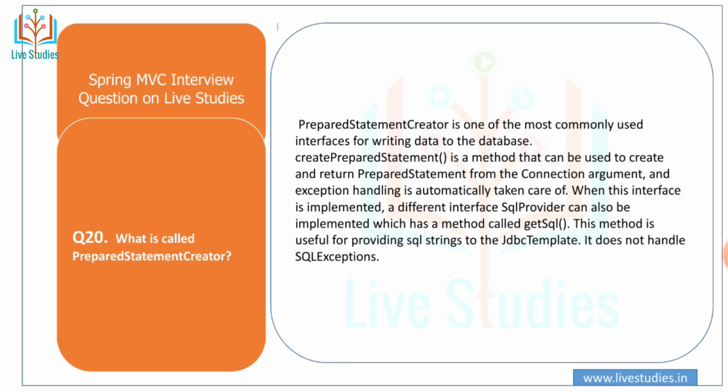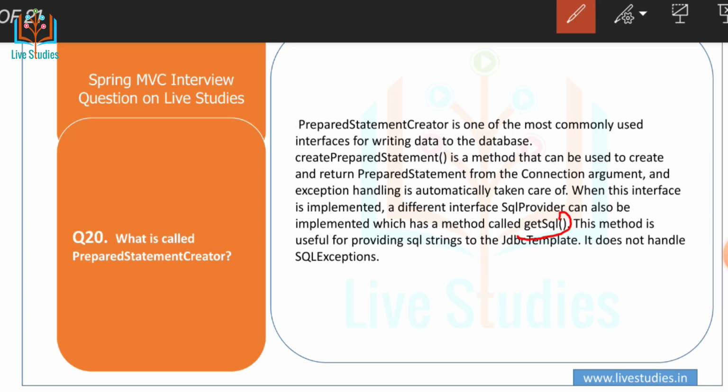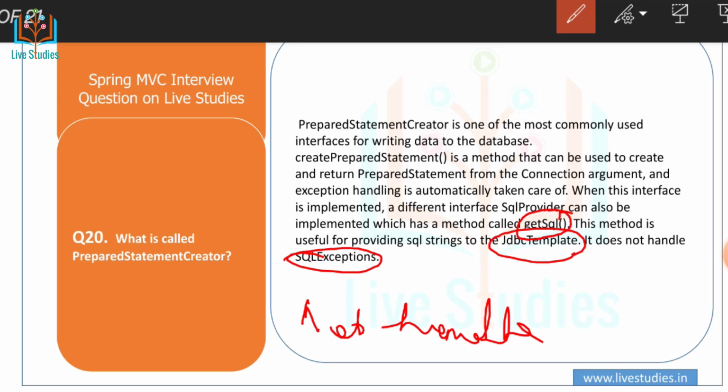When this interface is implemented, a different interface, SQLProvider, can also be implemented, which has a method called getSql method. This method is used for providing the SQL string to the JdbcTemplate. It does not handle SQL exceptions. It cannot handle SQL state exceptions.